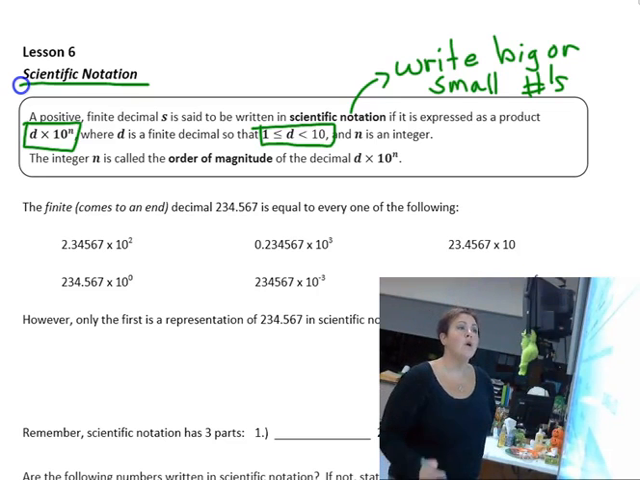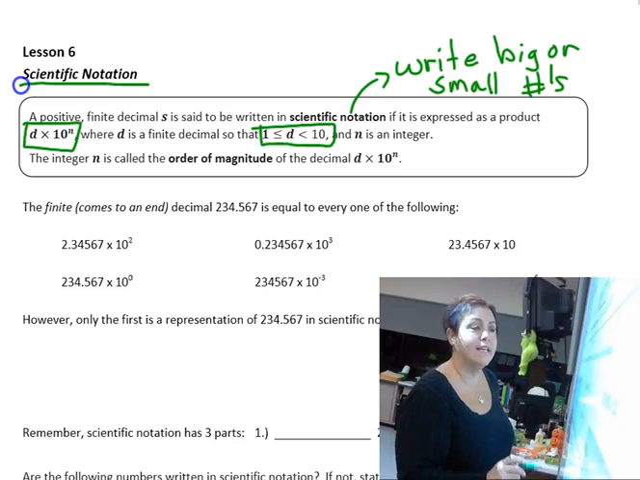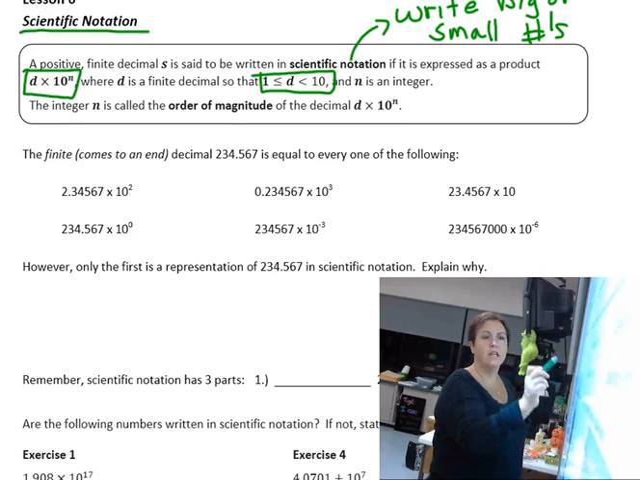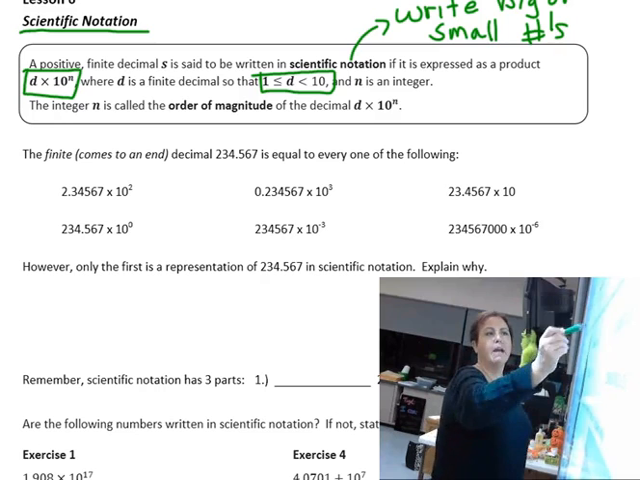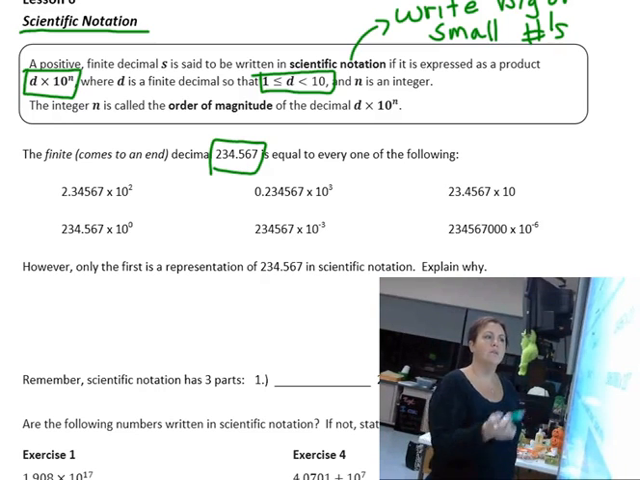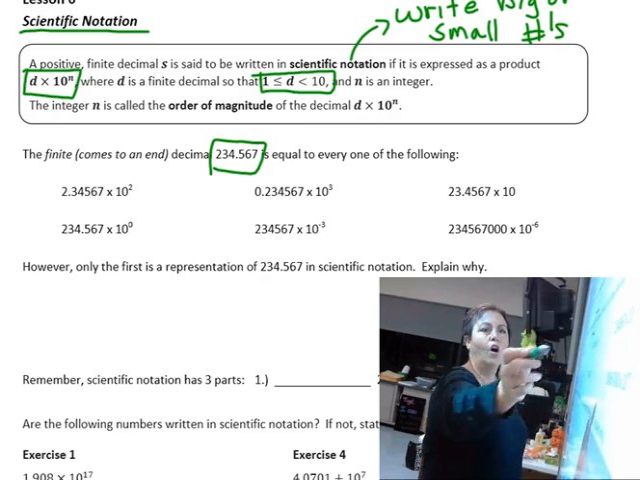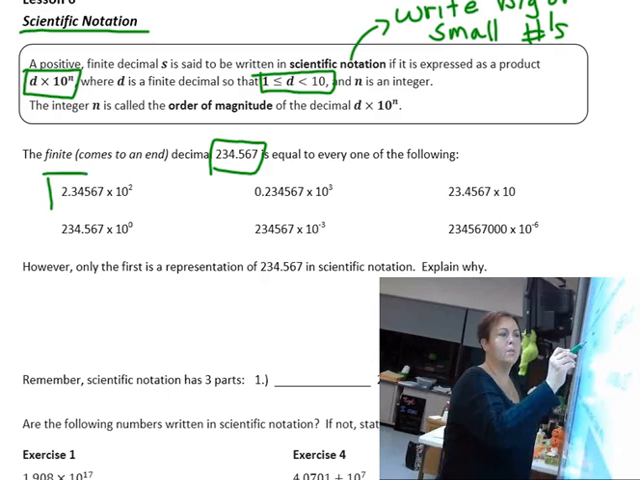All right, so the way this works is that down here you'll see all different kinds of numbers written in scientific form, but only one of them is correct. So here was my number, 234.567. In order for it to be in scientific notation, these are all equal to that. But only one of them is in correct scientific notation, and that's this one.